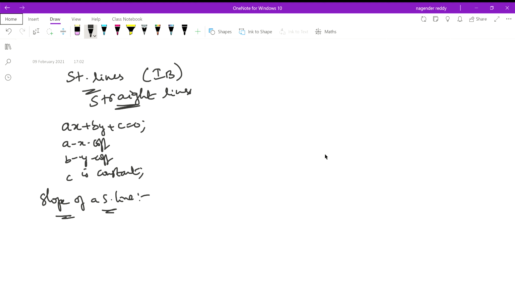Slope of a straight line. Suppose that ax plus by plus c is equal to 0. This is a straight line. Now, the slope of the straight line is defined as the tan value of theta, tan theta, with respect to the direction of the x-axis. Suppose this is the x-axis and this the y-axis. On the coordinate axis, the sign of tan theta indicates to which side of the x-axis the straight line is inclined.